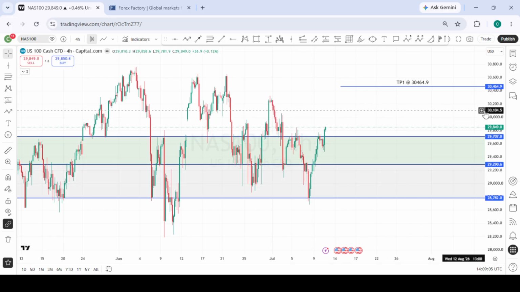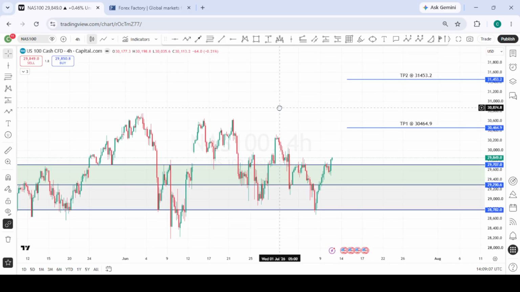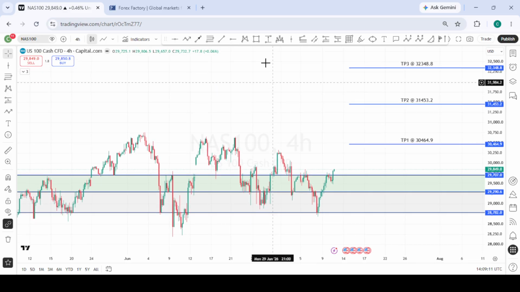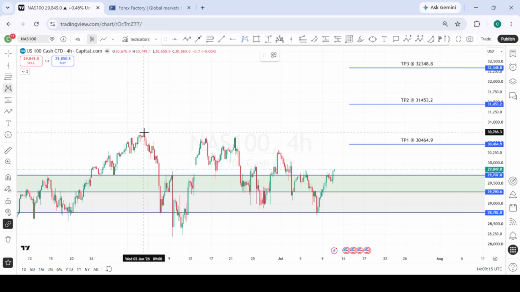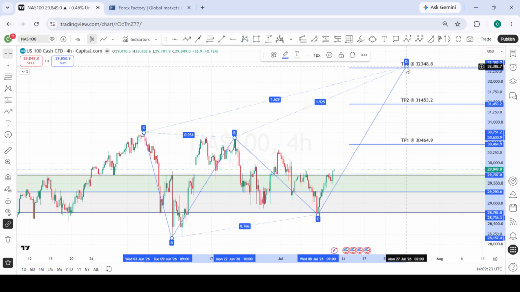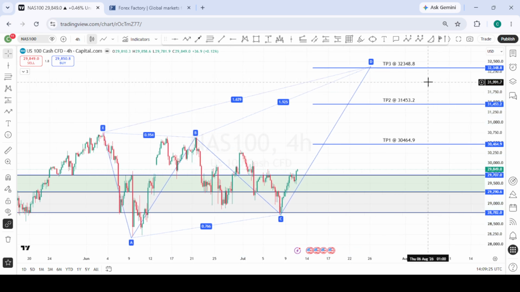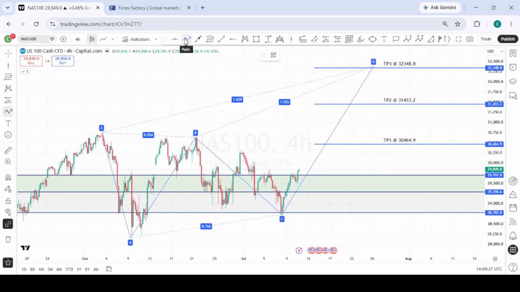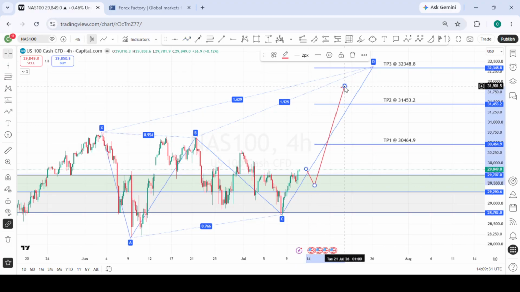This is NASDAQ, and NASDAQ is also giving us a similar formation, just as we saw on S&P 500. It's also giving us a possible harmonic pattern, which this is the X, this is the A, this is the B leg, this is the C leg, and we're expecting the C to D leg all the way to this point. These are the various targets we have for NASDAQ. So we're expecting a possible pullback into the area of interest. Look for buying opportunities to the upside.